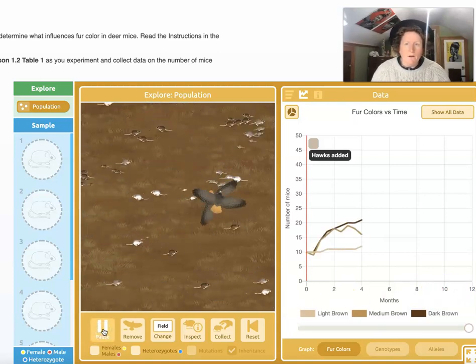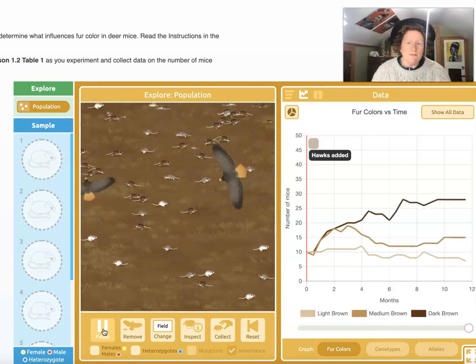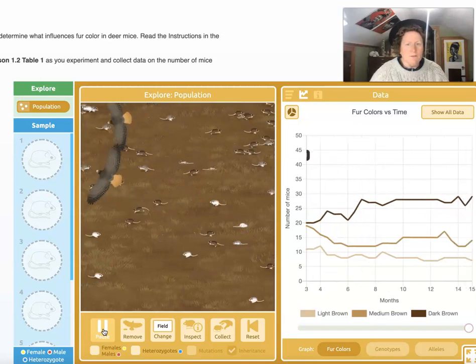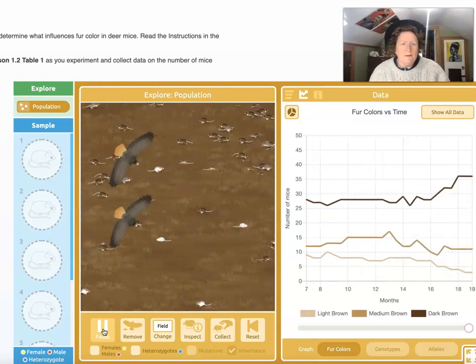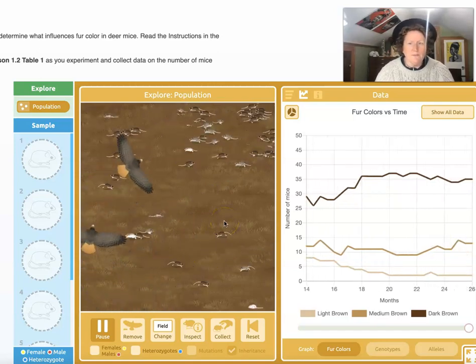Notice how I added the hawks right away. And I want to do that. I want to add the hawks at the same time for every trial. Don't wait 12 months and add hawks, because then your trials won't be the same.